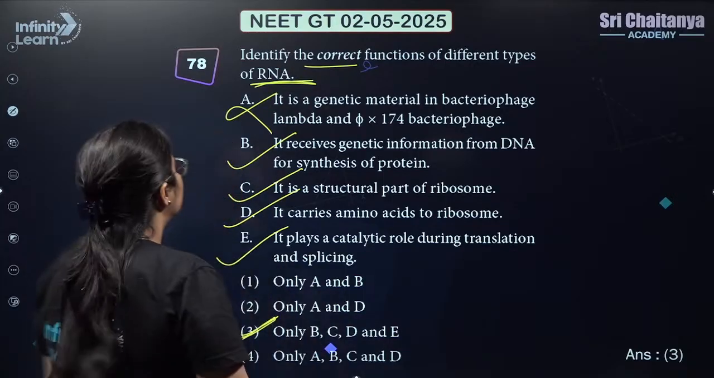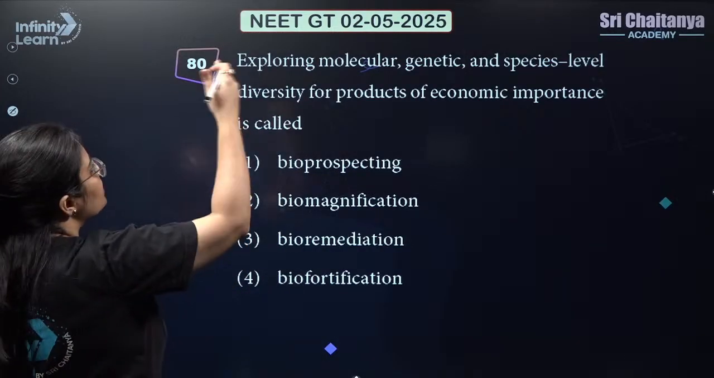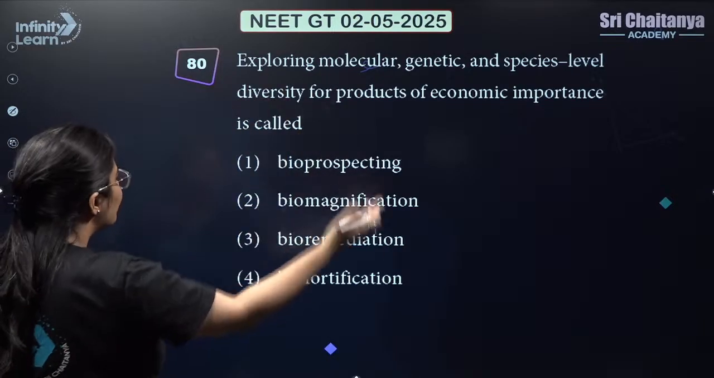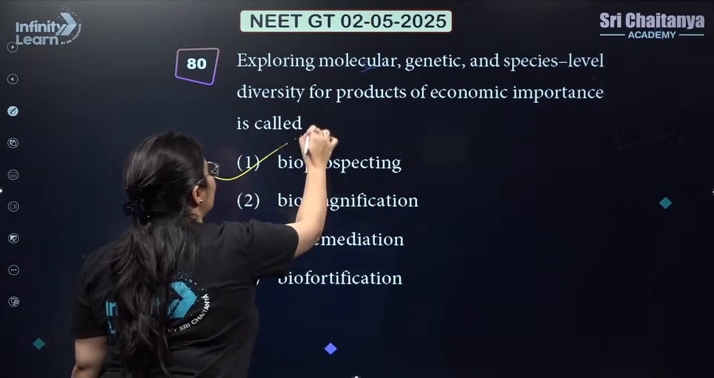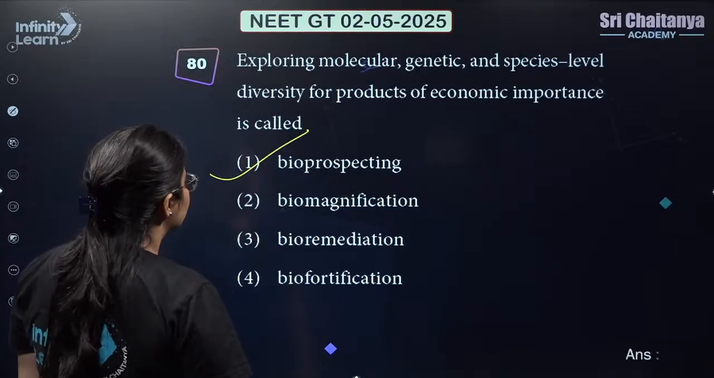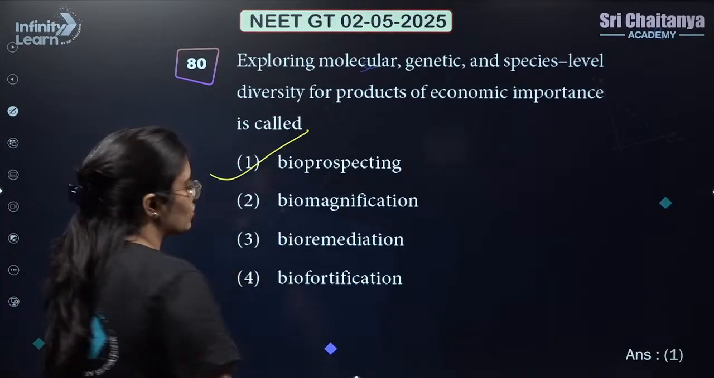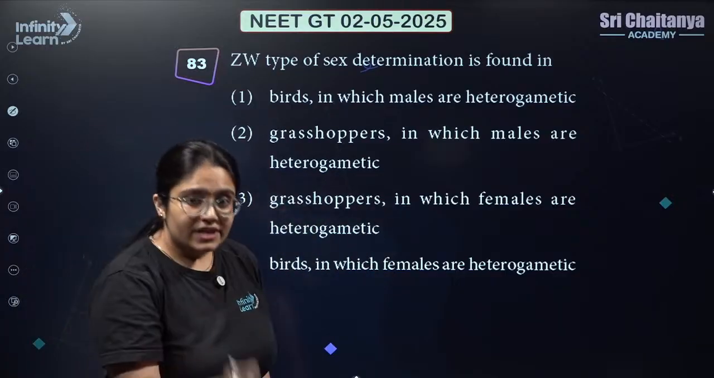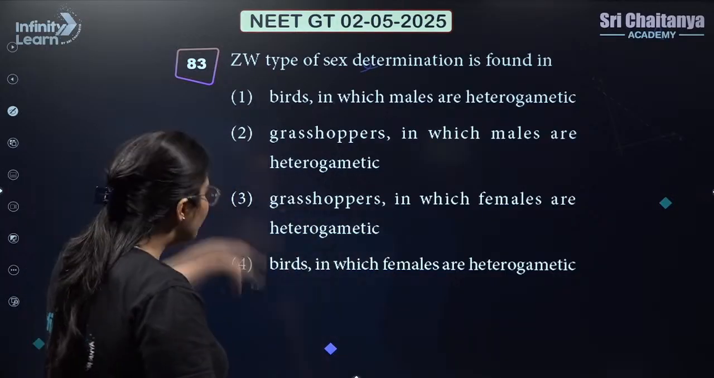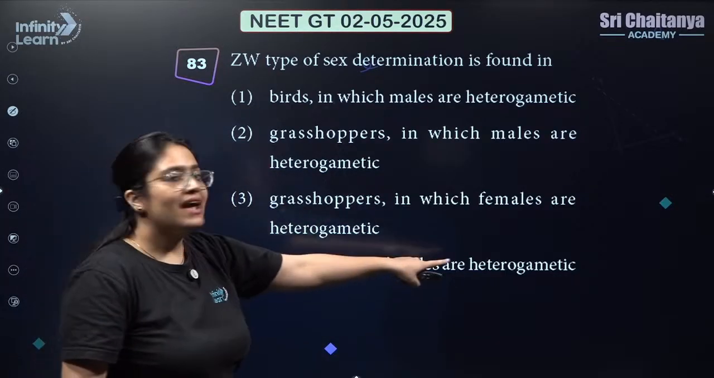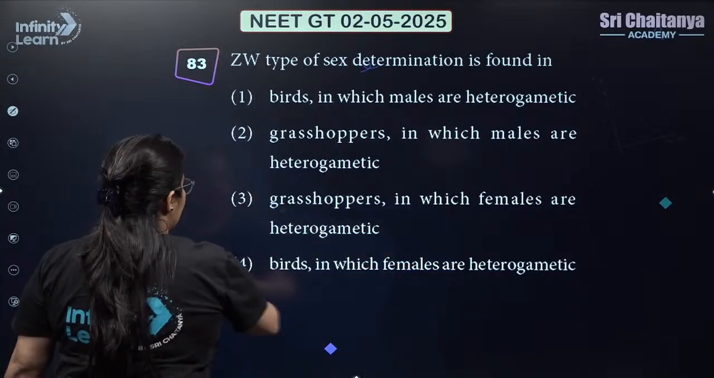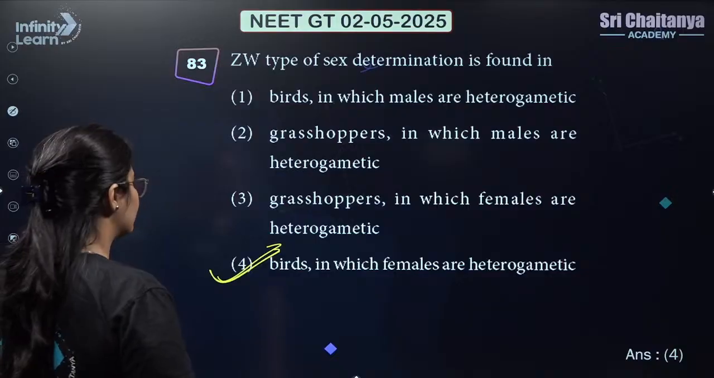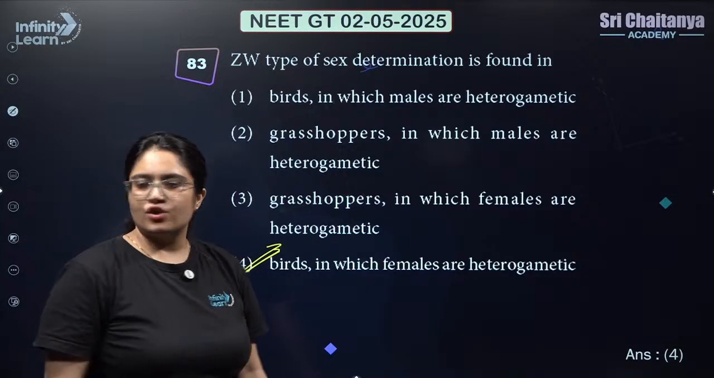Clear? Next. Exploring molecular, genetic and species level diversity for products of economic importance is called? It is called bioprospecting. Answer is 1. Bioprospecting. ZW type of sex determination is found in birds, in which females are heterogametic. Answer is 4, birds in which females are heterogametic. Answer is 4, guys. Next question on your screen.